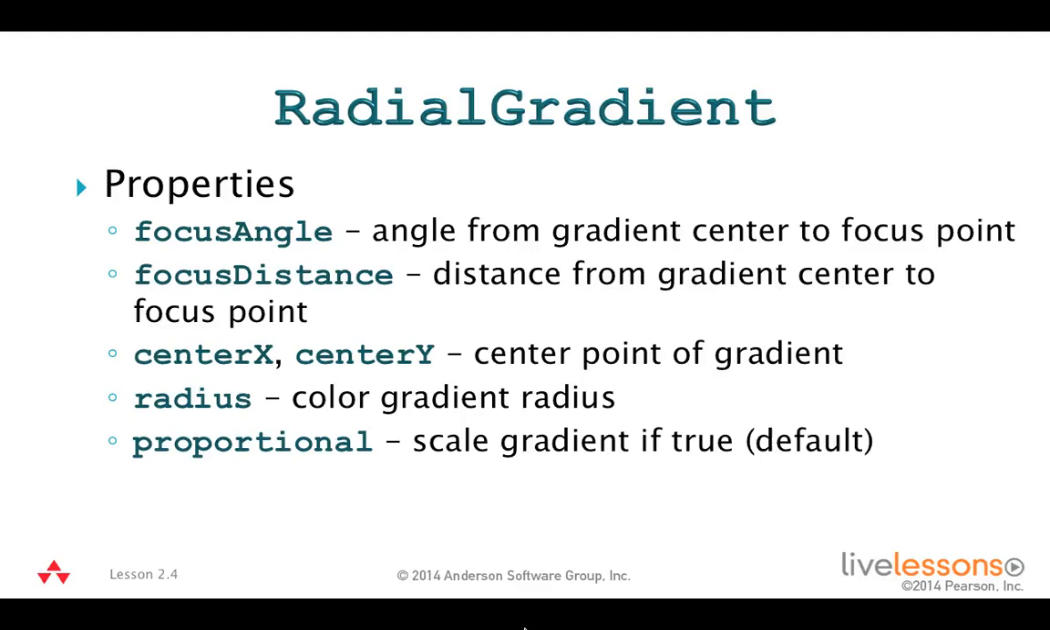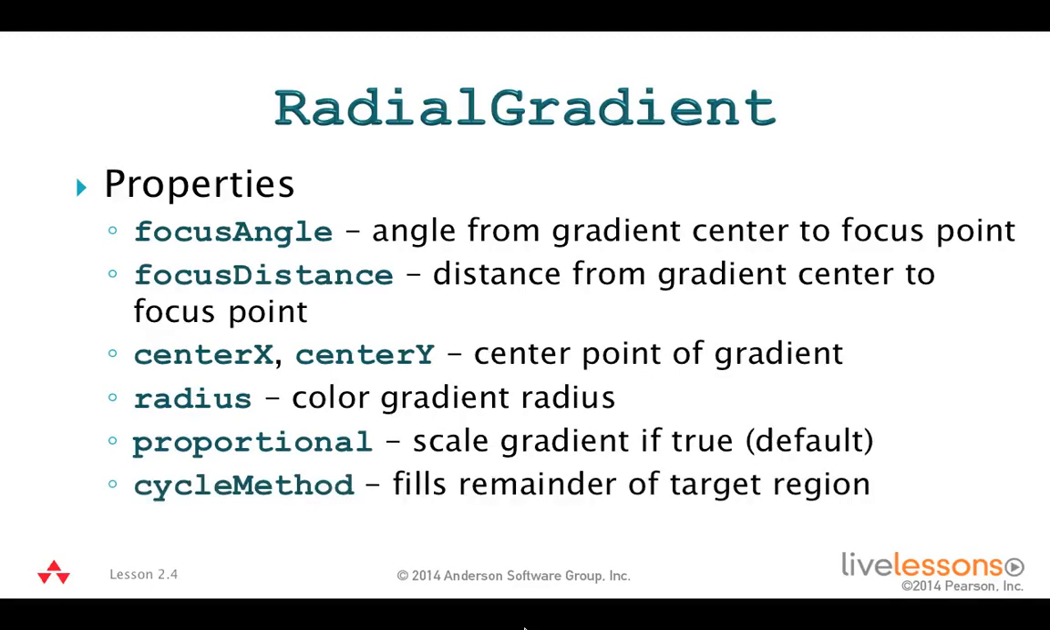Proportional indicates whether the center and radius values are proportional or absolute. Cycle method defines which cycle method is applied to the gradient. And stops is a sequence of two or more stop values that specify how to distribute colors along the gradient. Okay, let's show you a JavaFX program now with radial gradients.